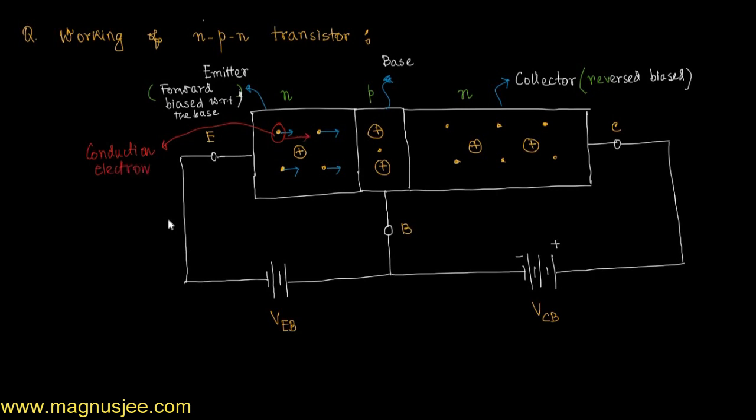In this case, conduction electrons, which are the majority charge carriers in the N-type emitter, will be repelled towards the base, and the minority charge carriers in the N-type emitter, that is holes, will be attracted by the negative terminal of the external battery of EMF VEB. As holes in the emitter are flowing away from the emitter, the emitter current IE will flow away with respect to the emitter.